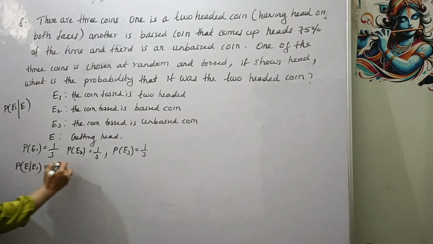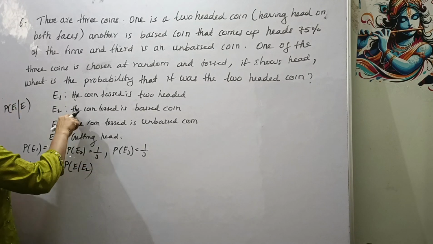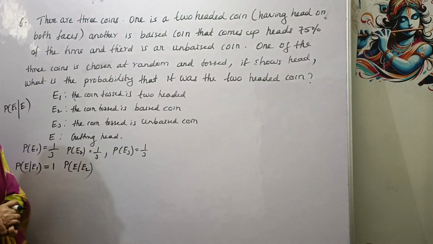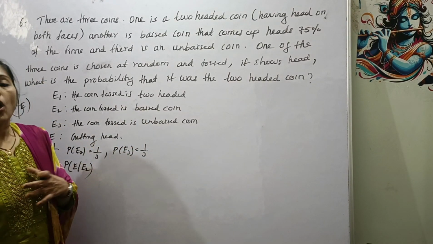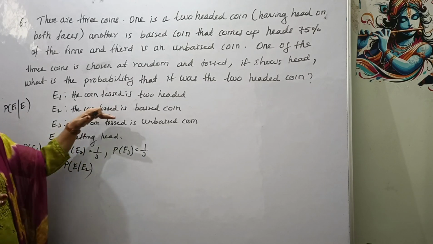Next, probability of E given E2. What is E2? The coin tossed is a biased coin. Biased coin means 2 heads on both sides or 2 tails on both sides. That we don't know. So here it is given.